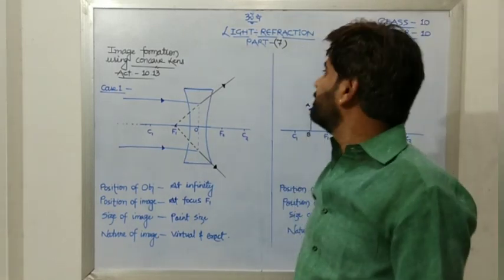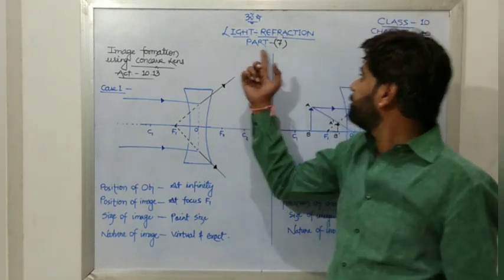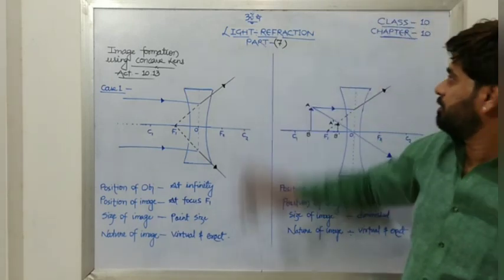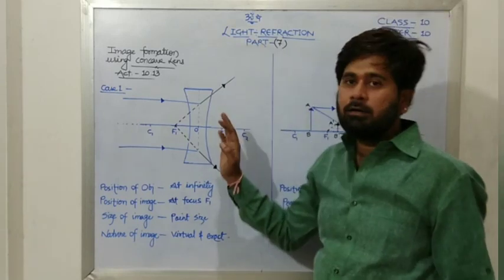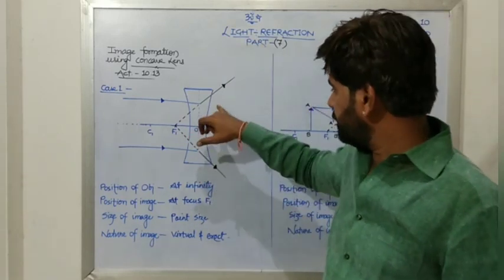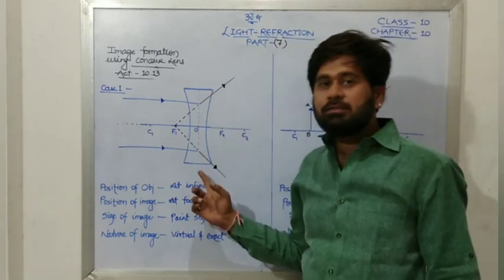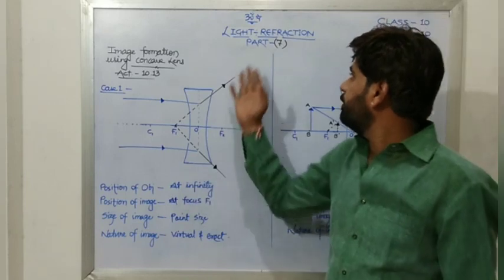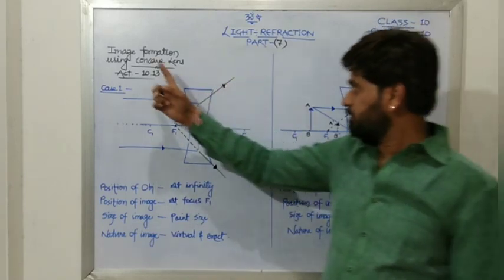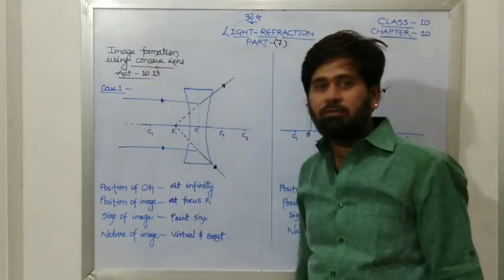Hello students. So we have completed up to part number 6, light reflection. In part 6 we had discussed all the cases related to convex lens, that was the image formation using convex lens. Now in part 7 we are going to discuss image formation using concave lens.